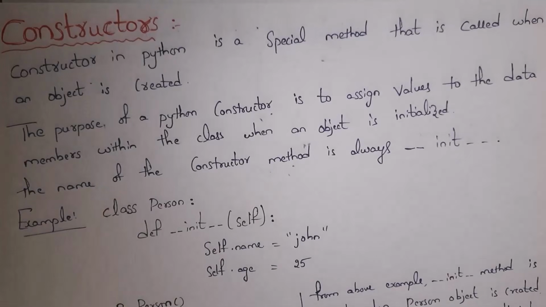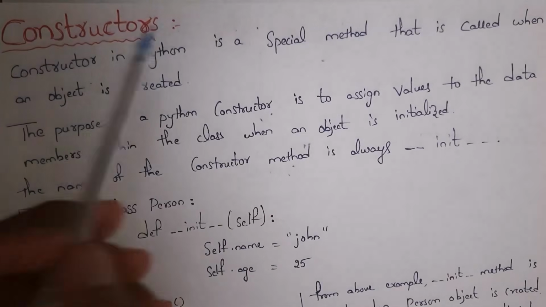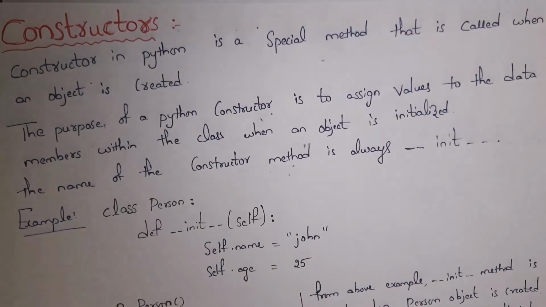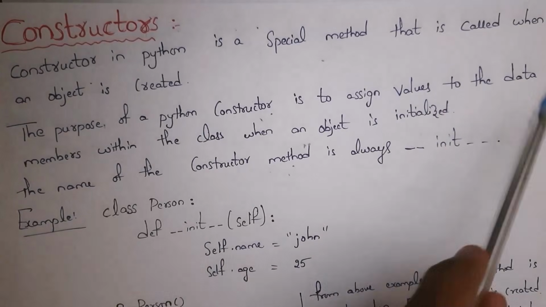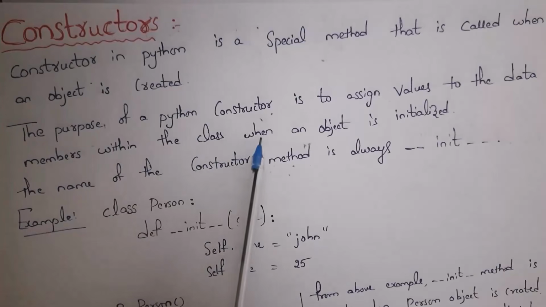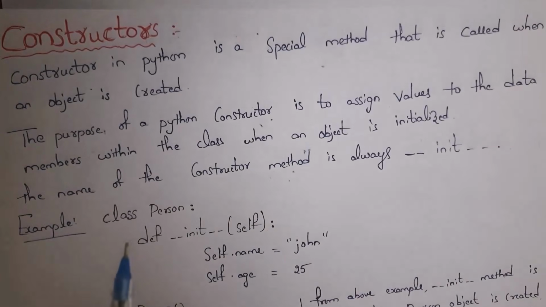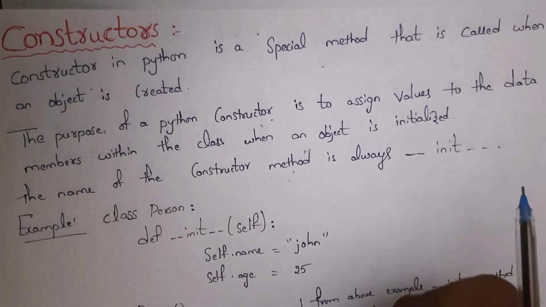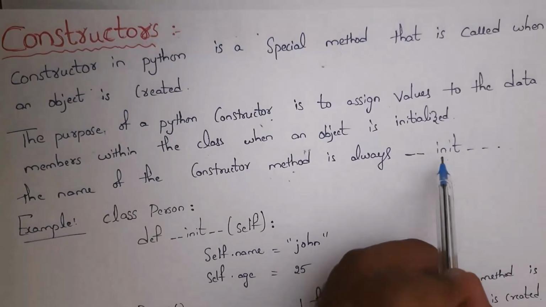Next I will explain constructors in Python. A constructor in Python is a special method that is called when an object is created. That is nothing but whenever we create any object, then we need to call the constructor method. But what is the use of this constructor method? By using a Python constructor, we can assign values to data members within the class when an object is created. The name of the constructor method always starts with underscore underscore init underscore underscore. This is how we start a constructor, where this init stands for initialization.